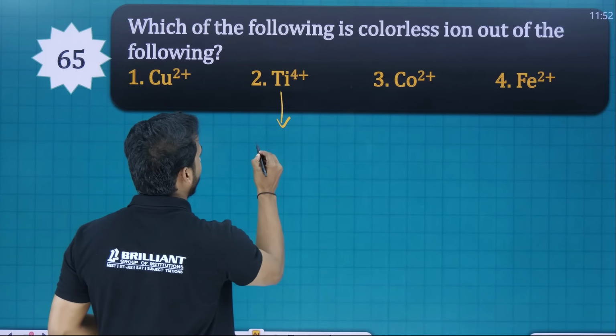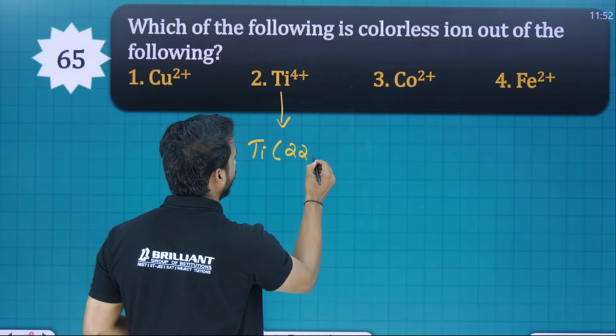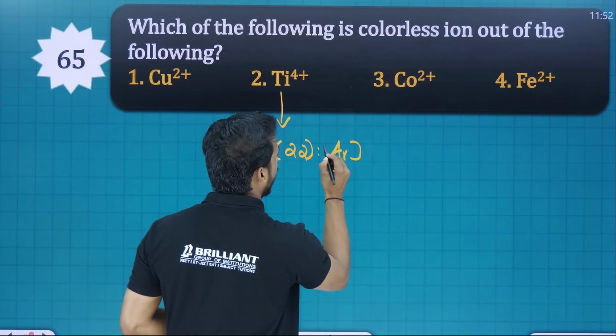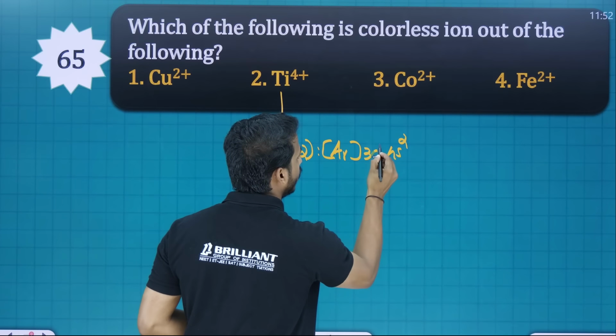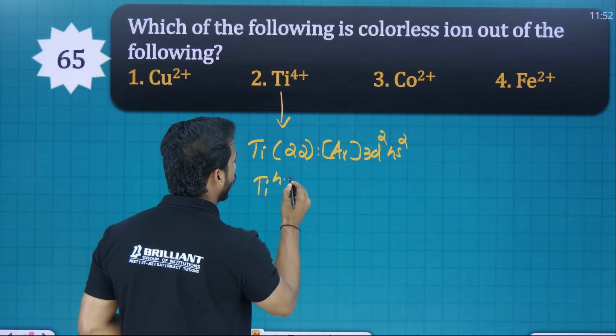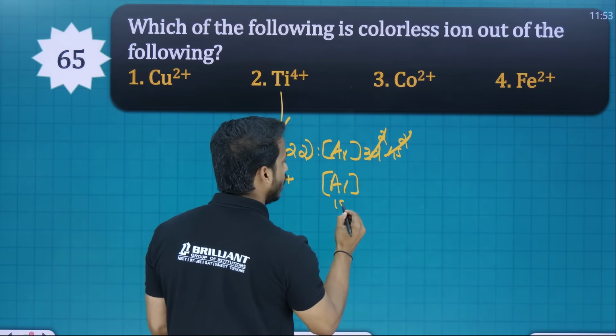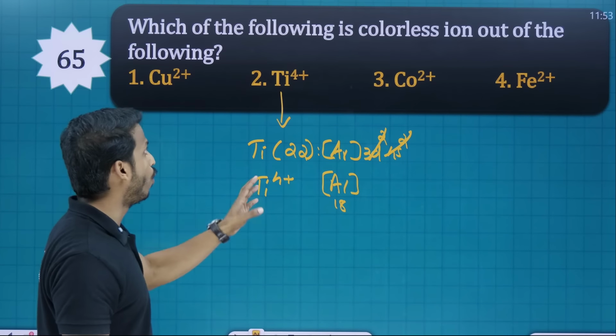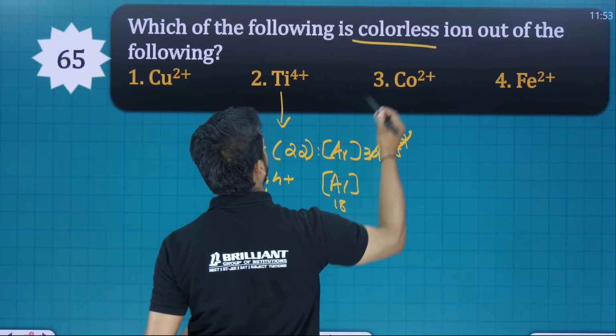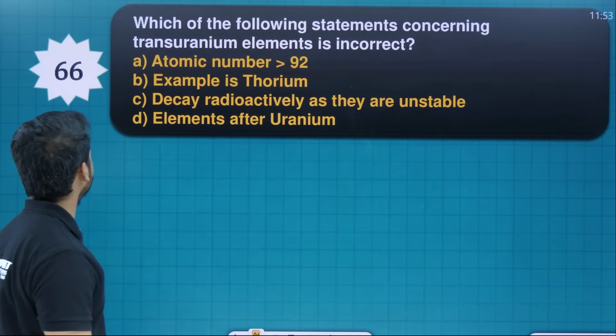So let me just take titanium. What is titanium? 22. 22 means what is the configuration? Argon with 4s2 3d2. What do you mean by titanium 4+? All 4 electrons gone. What is left? Argon. Argon means fully filled, no unpaired electron. No unpaired electron means it will be colorless. So titanium 4+.